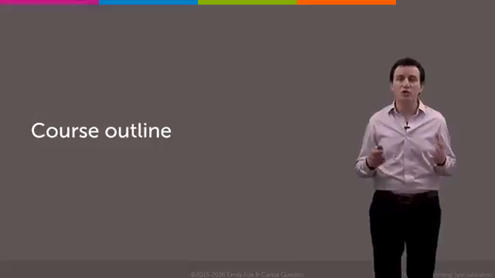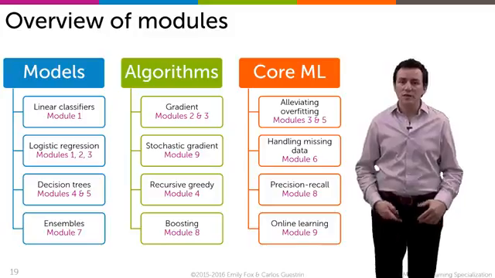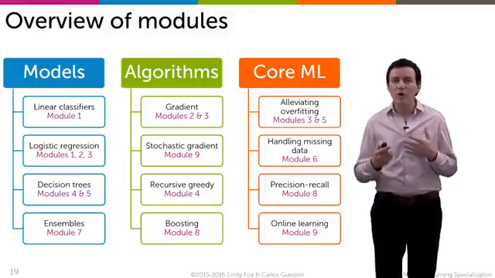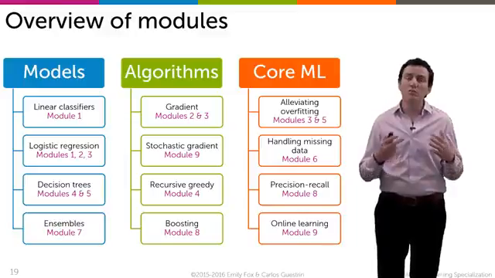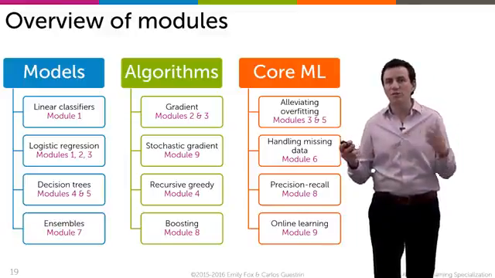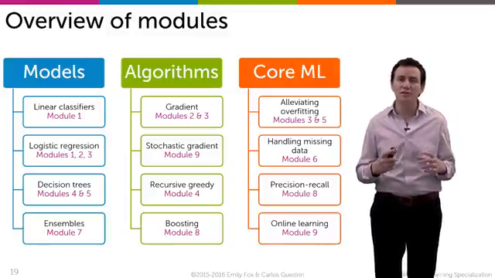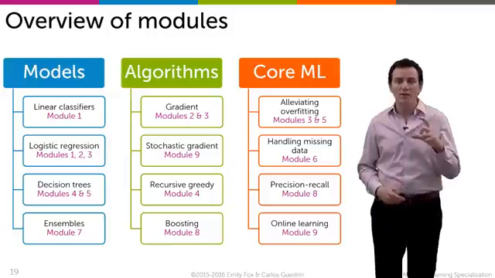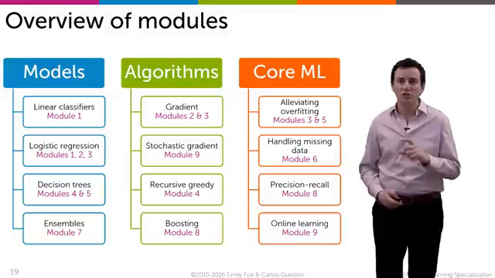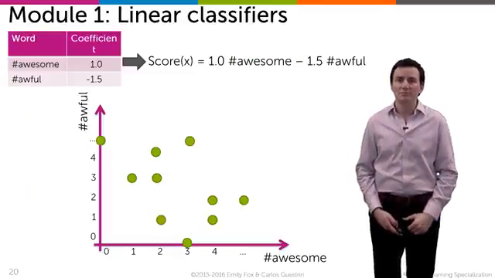Let's take a couple minutes now to dig in and see what's going to happen in each module of this course. So this was the overview. We're going to have 9 modules, and some models are going to appear in multiple modules, some models are going to appear in one module, some concepts are going to cover multiple modules, but in general, we're going to see a pretty cohesive presentation where we start with everything about linear classifiers and logistic regression, then everything about decision trees, and then we'll cover boosting and some advanced topics.